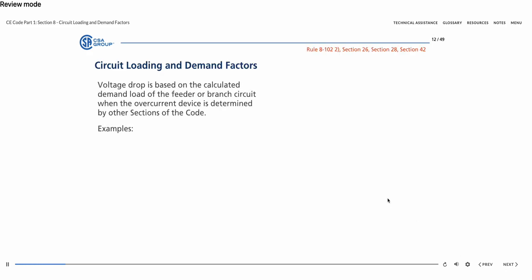Voltage drop is based on the calculated demand load of the feeder or branch circuit when the overcurrent device is determined by other sections of the code. Examples of this include, but are not limited to, motors, transformers, capacitors, welders.